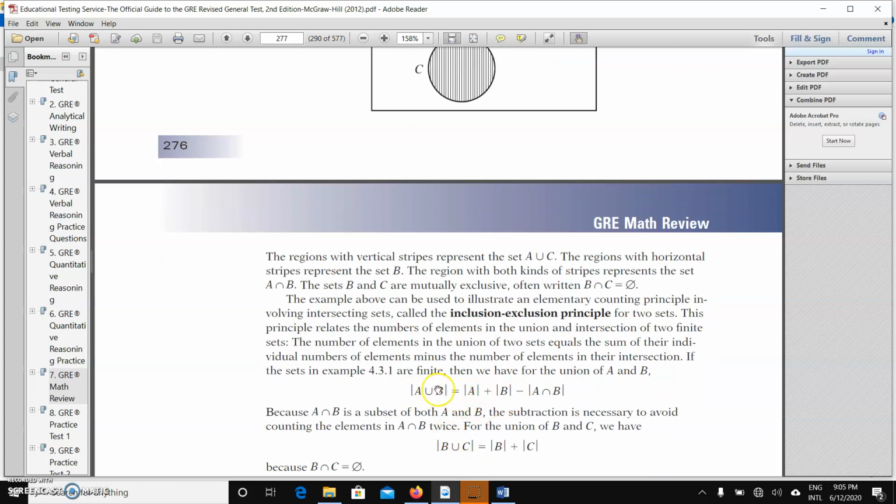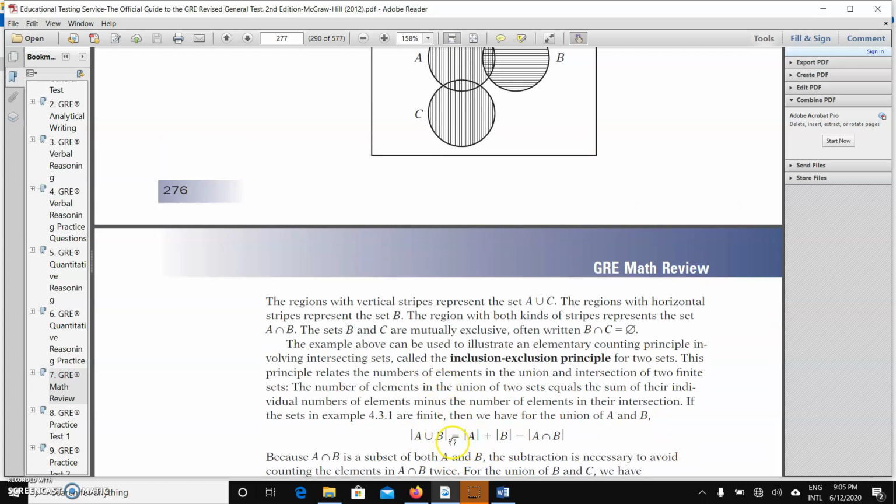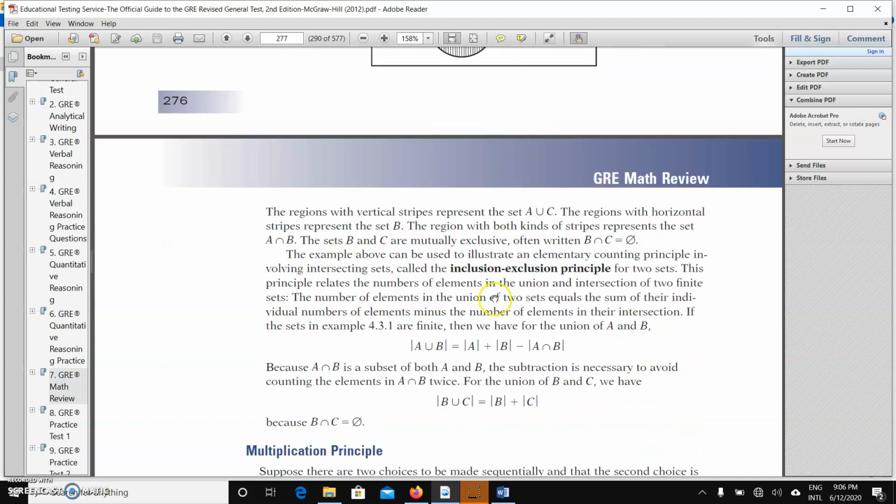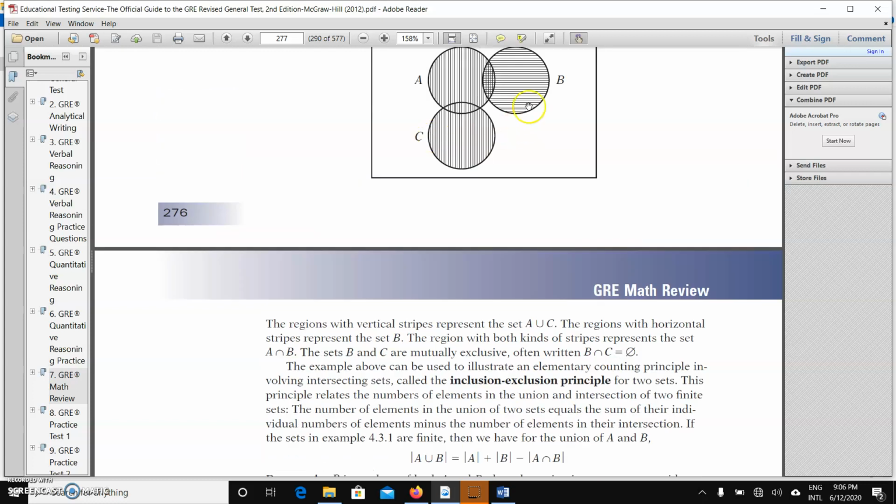Now, there's a formula I need to show you. To know A union B, this side and this side, you want to know the value that is in A and B together. You have to deduct the intersect from it to avoid repetition. That's the formula: A union B equals set A plus set B minus A intersect B.